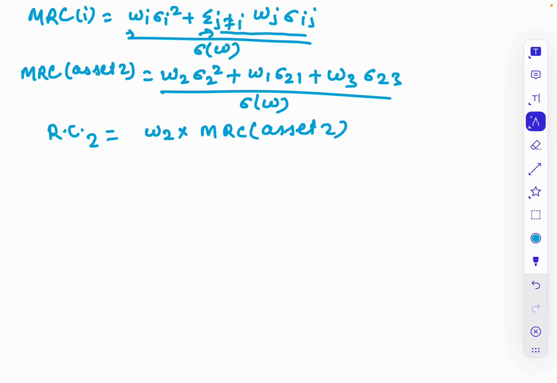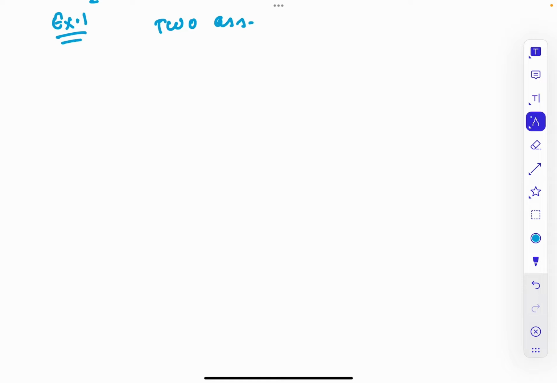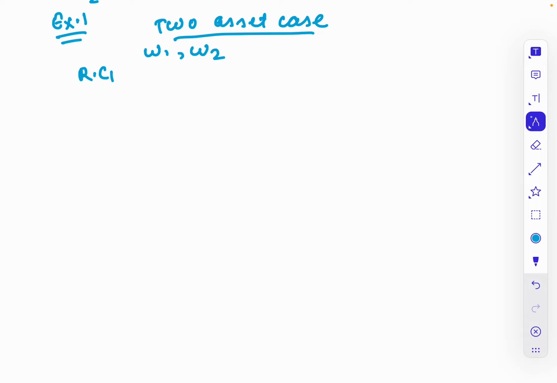Let us discuss a few examples. Example 1: we'll take a two asset case, and our purpose is to find the weights w1 and w2 such that we achieve a risk parity portfolio, where the risk contributed by all the assets in the portfolio is the same. So let us calculate the risk contributed by the first asset.